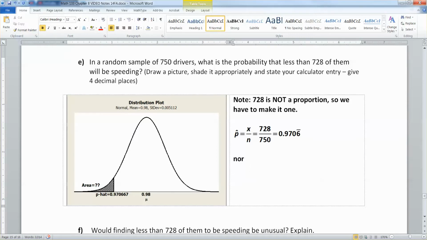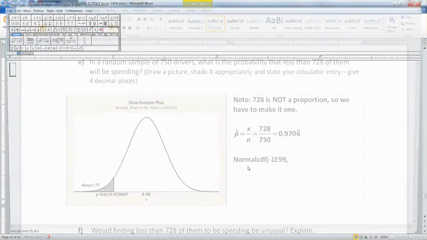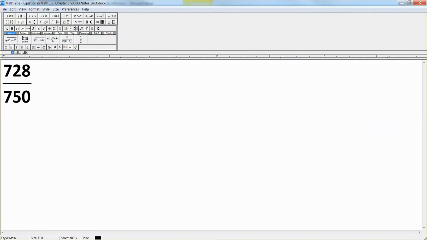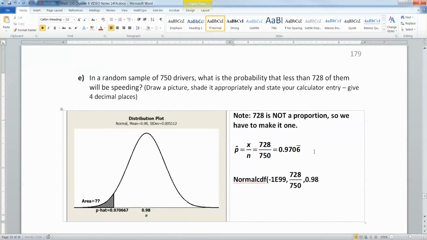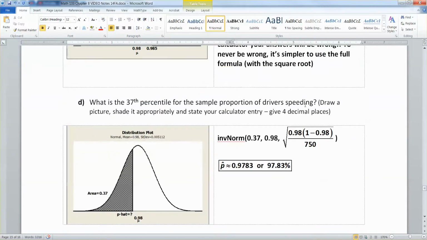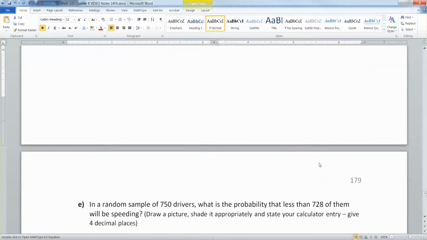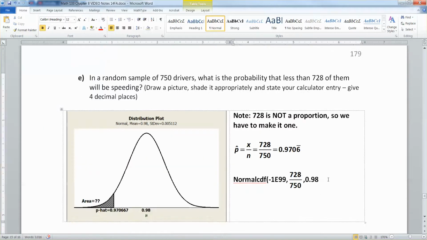Normal CDF from -1E99 all the way up to, now honestly, you're better off using the fraction here. Because it's a repeating decimal like that, if you start rounding, you're going to lose accuracy. So keep the full fraction, 728 over 750, then 0.98 for your mean, your center, and then for your standard deviation, I would recommend using the big square root. And again, if you want to round, that's fine, but then you're going to have to use at least 6 decimal places.